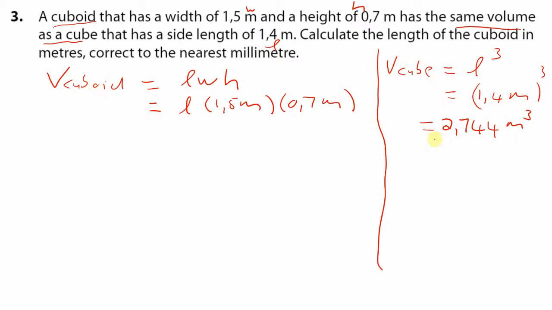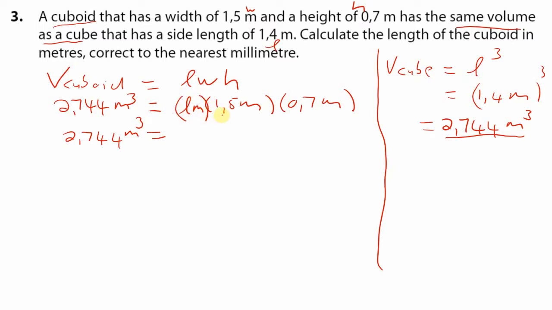So therefore we can now replace the volume of the cuboid with 2,744, as that is the cube meters. So we therefore have that 2,744 equals, what is 1,5 times 0,7? Okay, this is cube meter. Okay, so let's see. This we can also say is L meter.